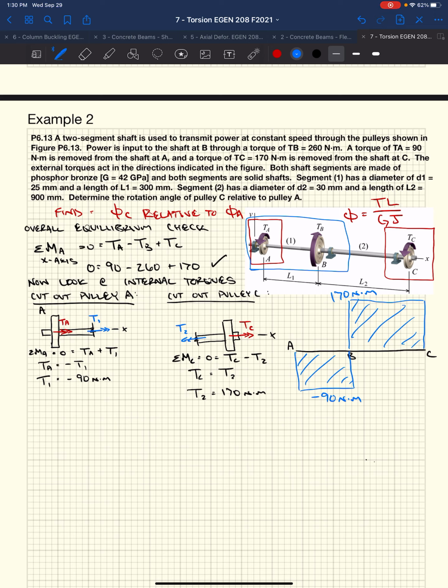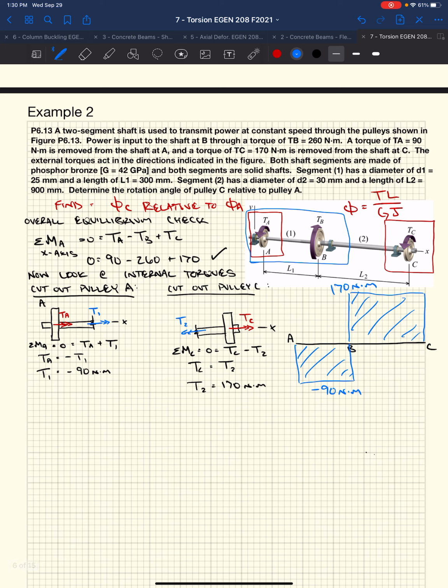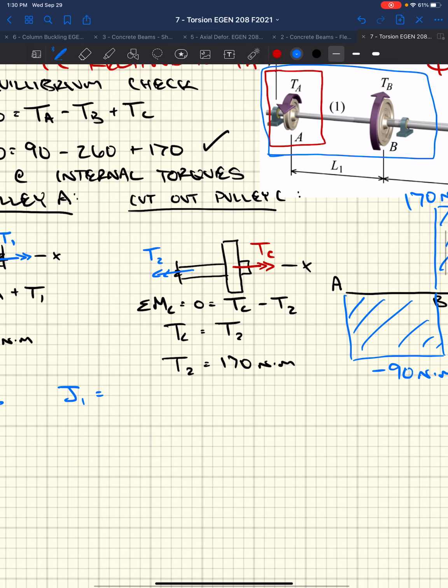Okay? Well, now that we have our internal torques, we can go back and utilize this deflection equation. Essentially, we have to develop some additional variables there. They don't explicitly give us the polar moment of inertia, so we need to figure that out. So now we have our force displacement equation. In this case, it's the torque rotation relationship. Well, that requires this polar moment of inertia.